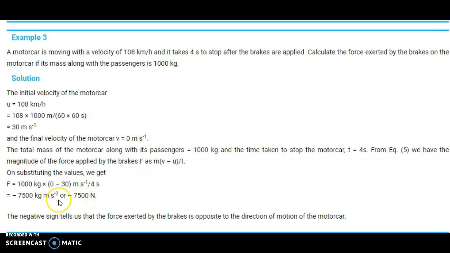So the negative sign tells us that the force exerted by the brake is opposite to the direction of the motion of the motor car. Means when we apply a force, what happens? The force exerted by a brake is opposite to the direction of the motor car. So that's why the negative sign is given.